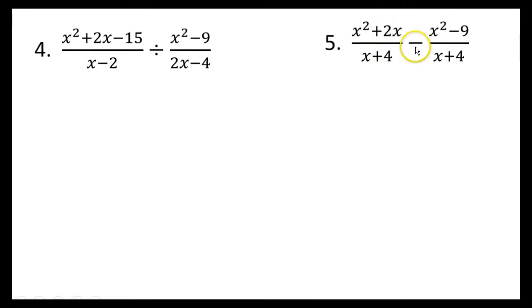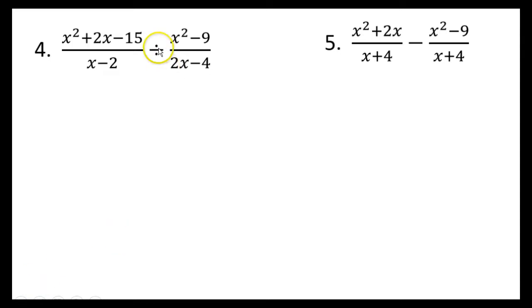In number 5, what are we doing to these two expressions? We're subtracting them. We notice that we have a common denominator, so we can combine like terms in the numerator. Your last hint is to distribute this minus sign to both parts and then combine like terms, like I said. Pause the video and try it on your paper. Okay, now I'm going to walk you through it quickly.